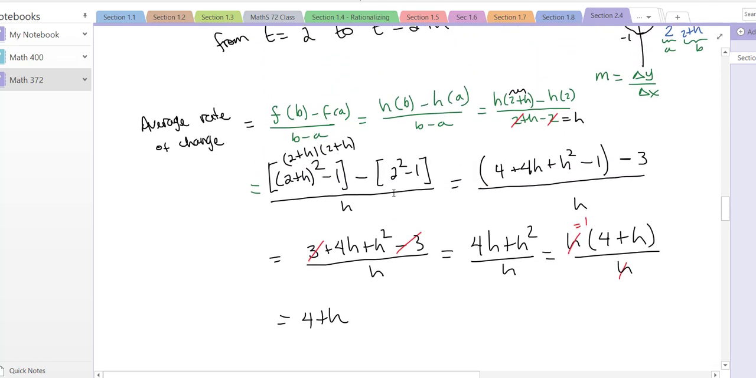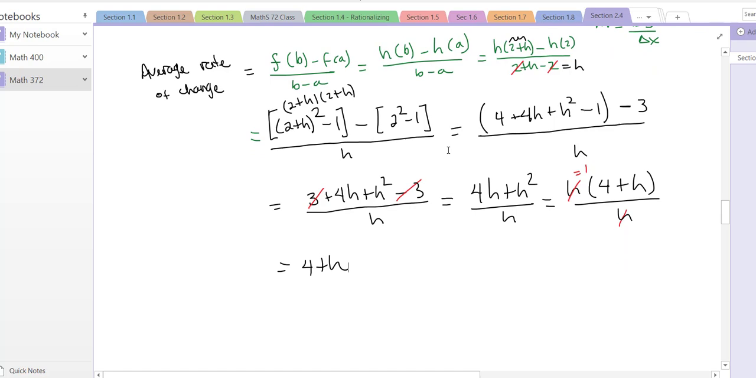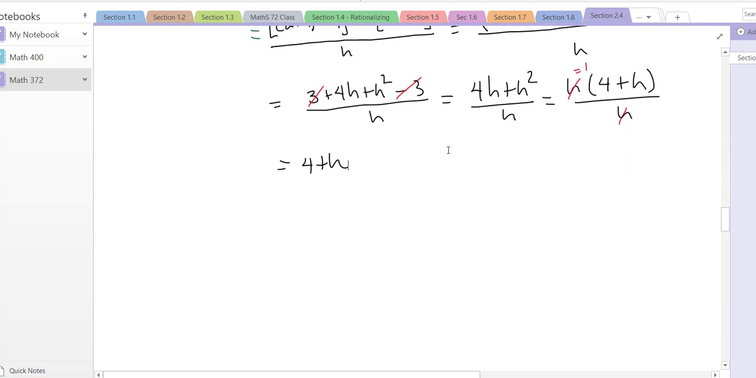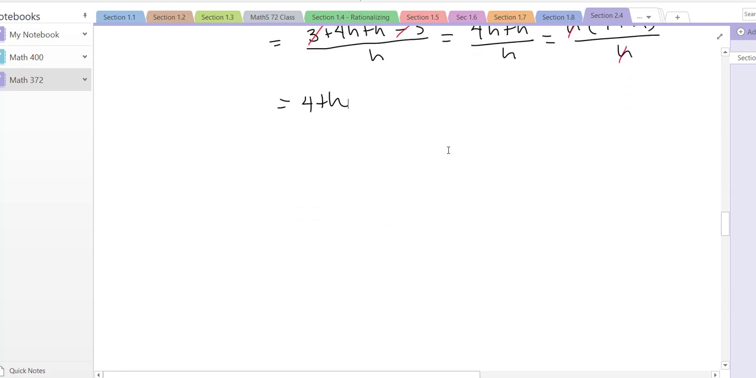This looks familiar because the average rate of change is the slope of the line that connects the 2 points. And when we did the difference quotient, remember the difference quotient was the slope of a line that connected 2 points as well. So there's the connection. So let's try another example with a slightly more complicated function.